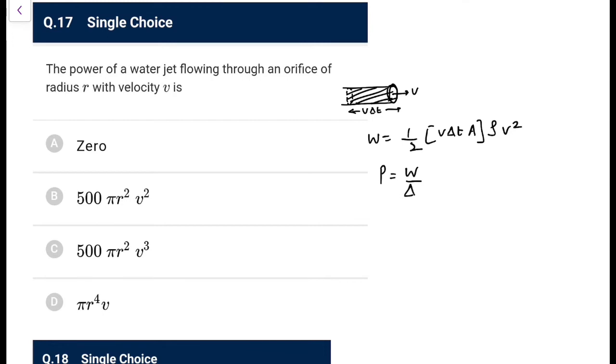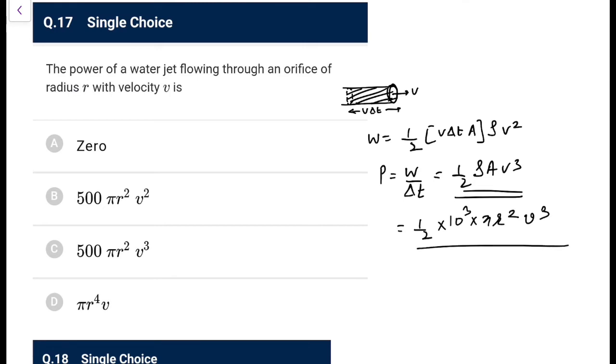So power is work upon time. So it would be half rho A v cube, which most of you usually remember. So it would be half into rho, which is 10 to the power 3 for water, area is pi r square, and v cube. So you are left with 500 pi r square v cube. So we are again left with option C here.